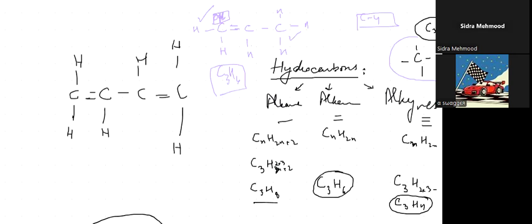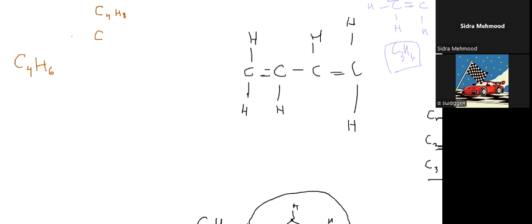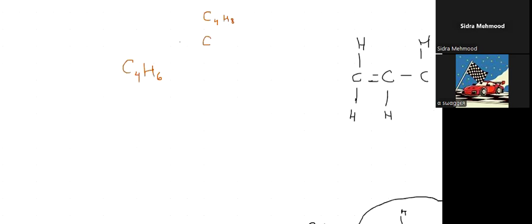You know the formula? CnH2n. Four carbons and H6. Four twos are 8, minus 2, 6. So it is alkyne, Wajid. How come it is alkene? When it is alkene, it should have 8 hydrogens in it. It's alkyne. There must be some triple bonds in it.